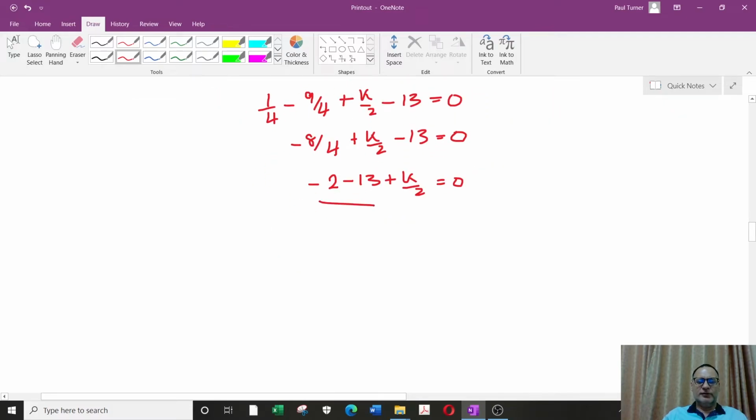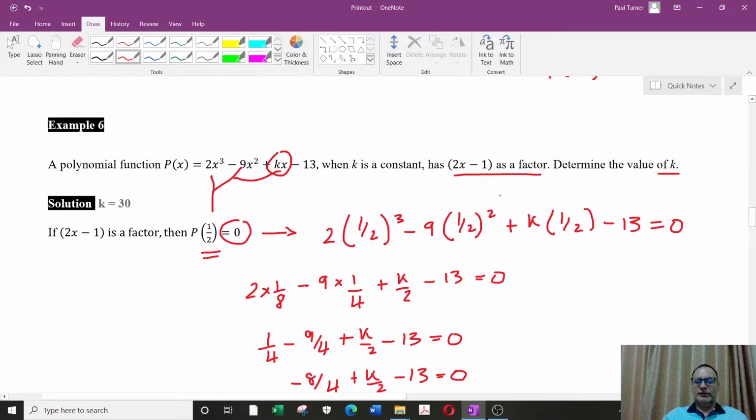So we'll have minus 15 plus k on 2 equals 0. So k on 2 must equal, now bring your minus 15 to the other side. You'll get 15. Multiply both sides by 2. The k will be equal to 30. So k will be 30, and that will give us this factor as 2x minus 1.